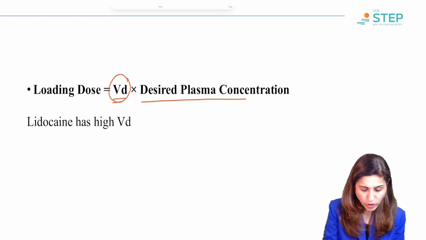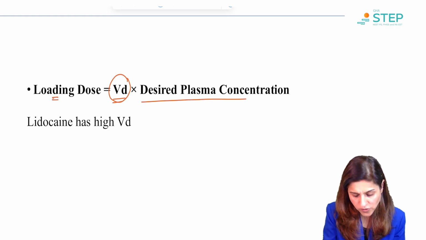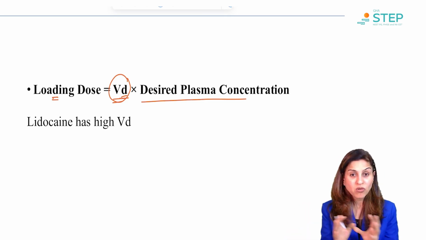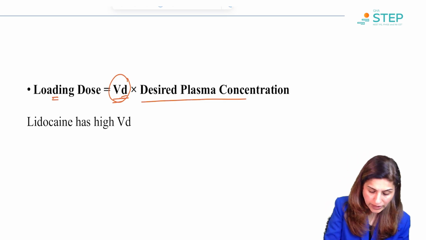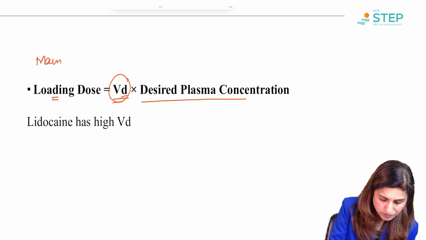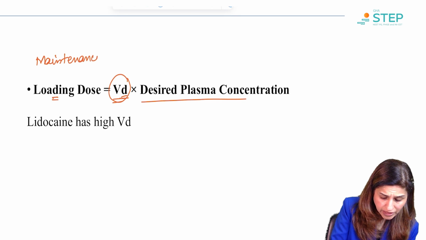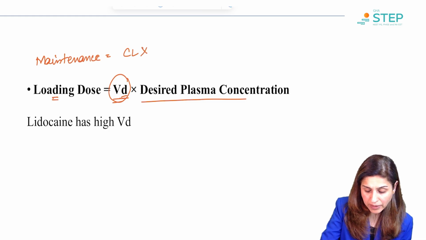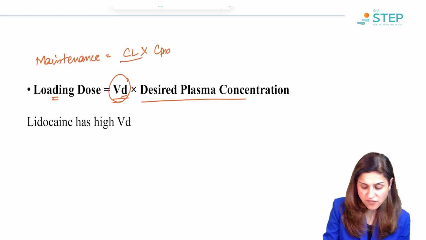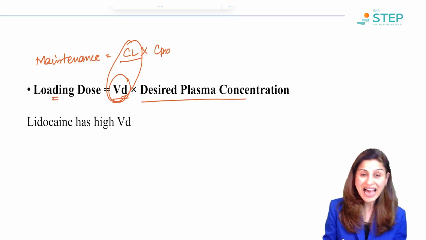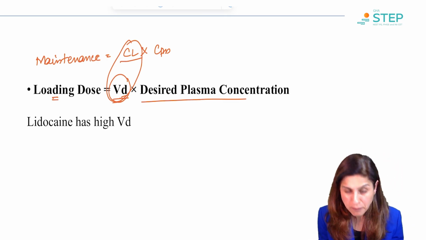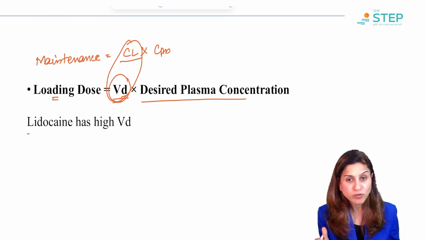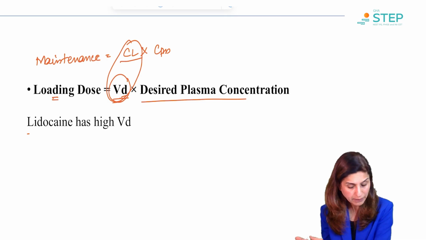How to remember? Loading has D in its spelling, volume of distribution has D in its spelling. So loading dose depends on the volume of distribution. I want to separate loading dose and maintenance dose, or the dosing rate that we calculate. That depends upon the clearance, multiplied by the plasma concentration. The difference is only in these two variables, and to avoid getting confused, just remember this simple trick: your loading dose has D in the spelling, so has the volume of distribution.